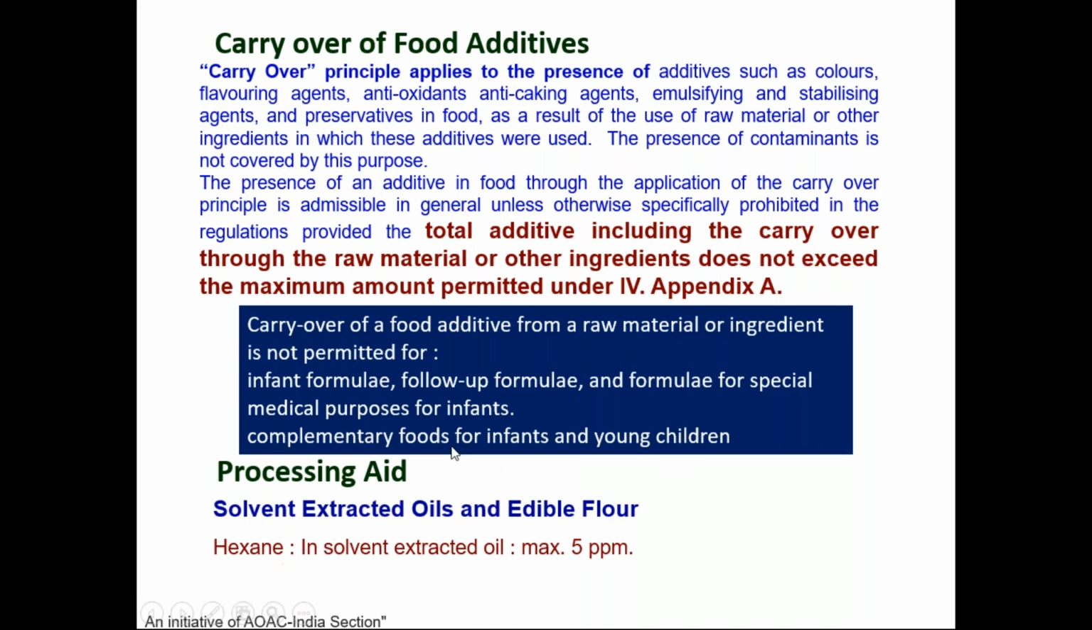One of the processing aids for which we have a limit is food grade hexane, because it is used for the solvent extraction of oils and edible flour. The level of hexane cannot exceed 5 ppm. The maximum that can be present is 5 ppm.